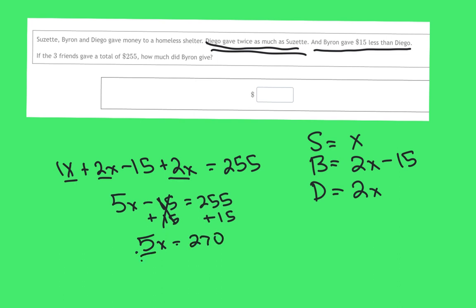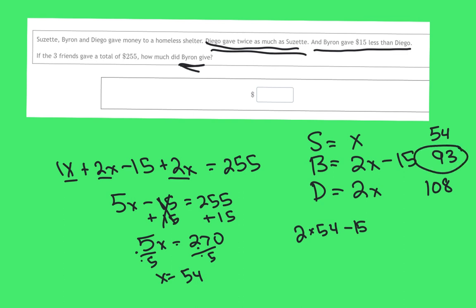When we divide both sides by the 5, we get X equals 54. Now we can determine what each person gave. Of course, Suzette gave 54, but Byron gave 2 times 54 minus 15, which will give you 93. And Diego gave 2 times 54, which gives you 108. And they were asking you how much Byron gave, so we're going to go with 93.